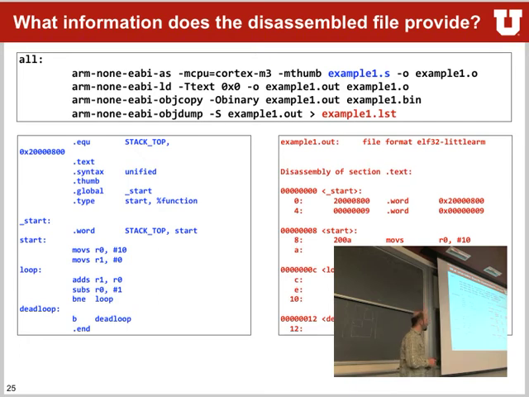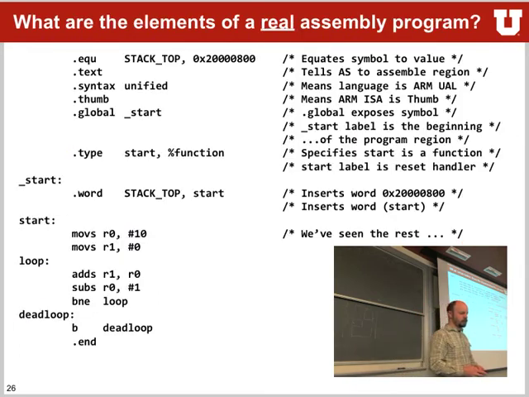All right. So what are the elements of real assembly code? We looked at that before, and here it's just spelled out. The first one equates the stack top symbol to this memory location. This is kind of like a constant variable that you can set in your assembly code. The next one tells the assembler that this is the text section that we want to write. We will talk about sections in a few slides.